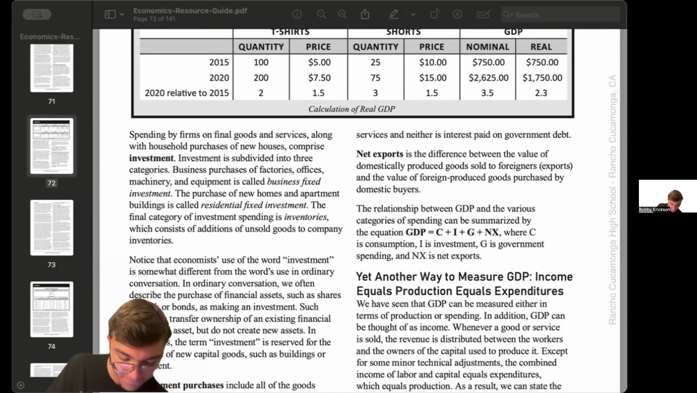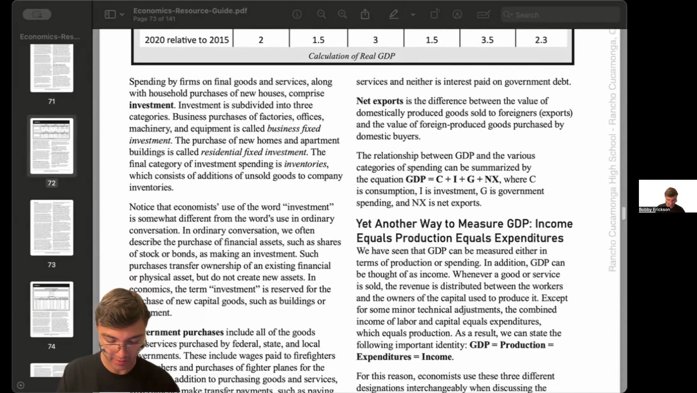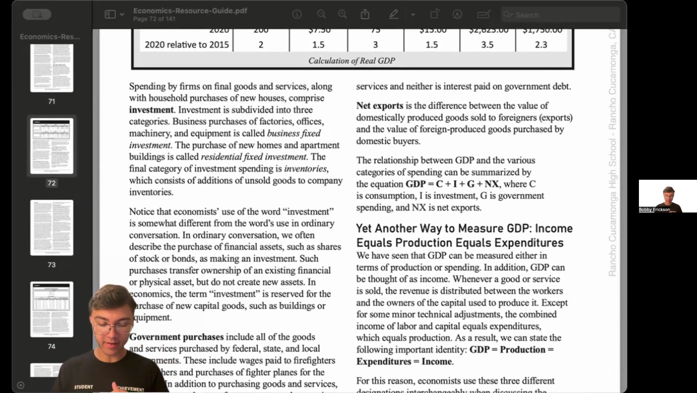Then we have spending by firms on final goods and services. These all comprise investment. So we can subdivide that just like we divided the household. We can divide investment into the three categories of business fixed investment, residential fixed investment, and then inventories. So business fixed investment includes factories, offices, machinery, and equipment for business purchases. Then purchase of new homes and apartment buildings is called residential fixed investment. So we have business fixed investment and then the residential fixed investment.